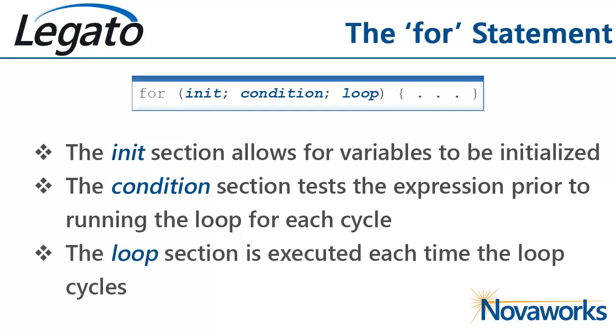And then the loop section is executed each time the loop cycles. It's important to note that in version 1 of Legato, the condition, initialization, and loop should be kept fairly simple. Do not use parenthetical expressions inside of the statement items here, because the parser has some issues with that at the moment, so keep this pretty simple.